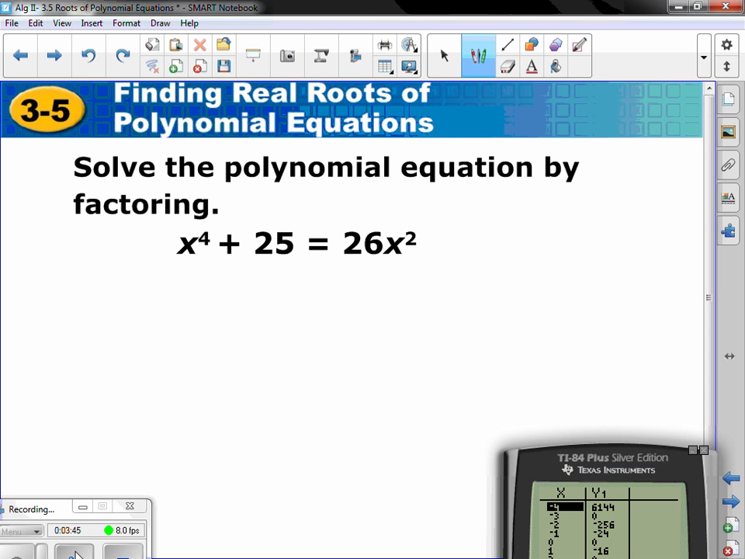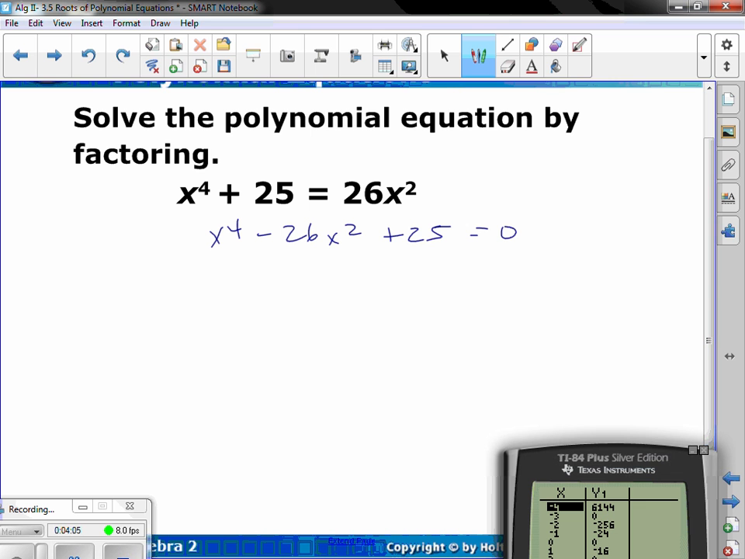Try this one. This one's a little bit different. Got to rearrange it first. X to the 4th minus 26x squared plus 25 equals 0. Why does it look different? Okay, they all don't have anything in common. What's giving you a hard time right now?